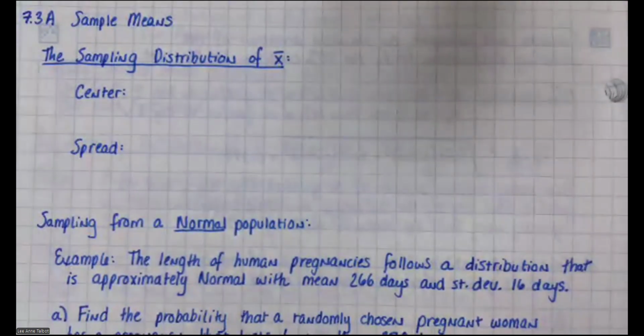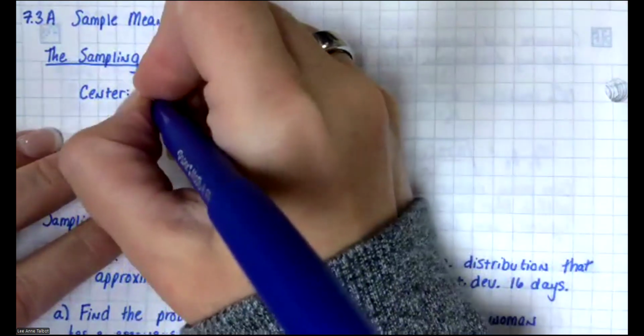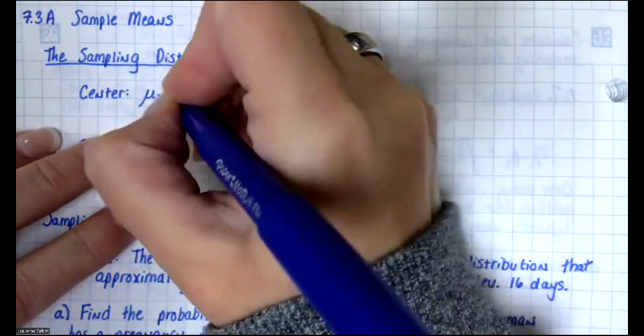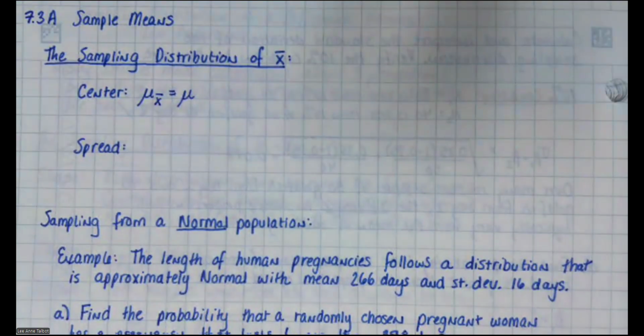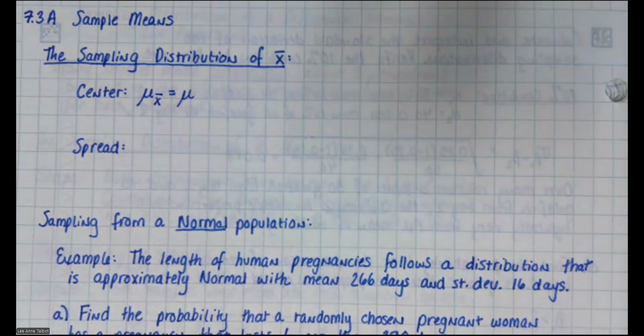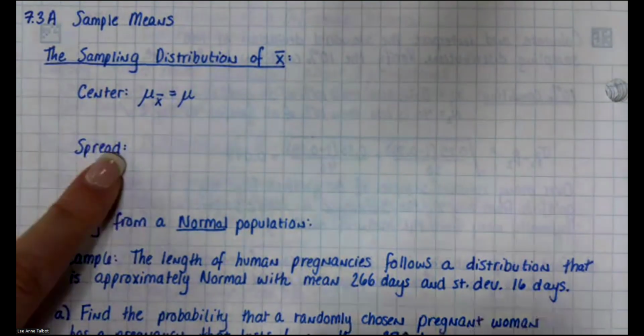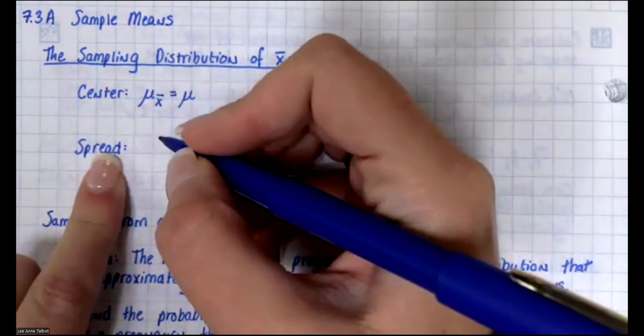Anyway, the center, the mean of the dot plot should be equal to the population mean. Is it going to be perfect if you don't have the whole dot plot? No. Do we really care? Not really. Good enough estimate. Okay, spread. What do we know we have to do first?